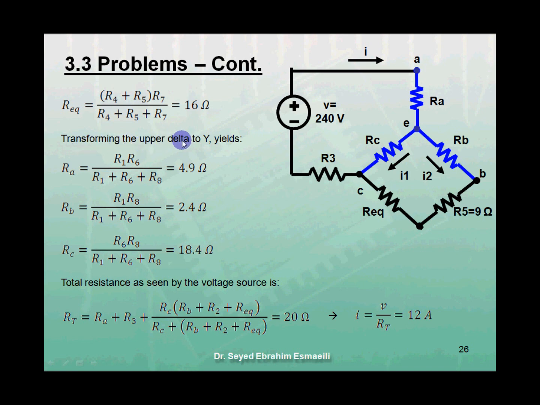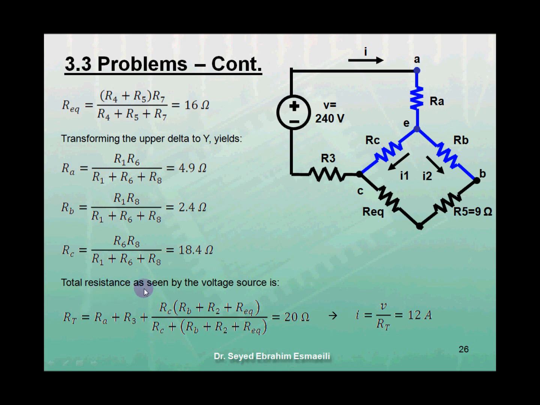Transforming the upper delta to Y, we get RA equals R1 times R6 over R1 plus R6 plus R8, equals 4.9 ohms. RB equals R1 times R8 over R1 plus R6 plus R8, equals 2.4 ohms, and RC equals R6 times R8 over R1 plus R6 plus R8, equals 18.4 ohms.